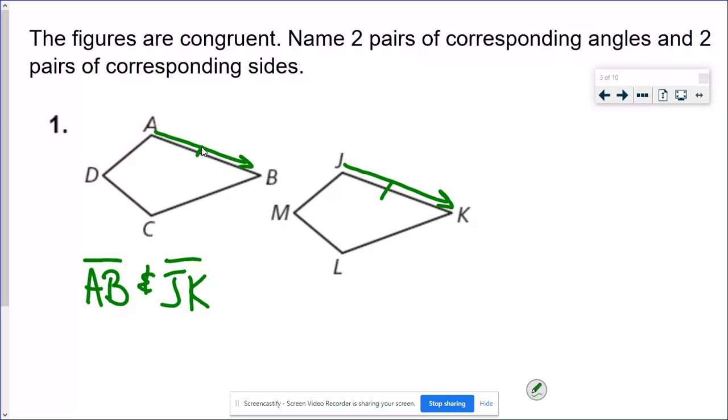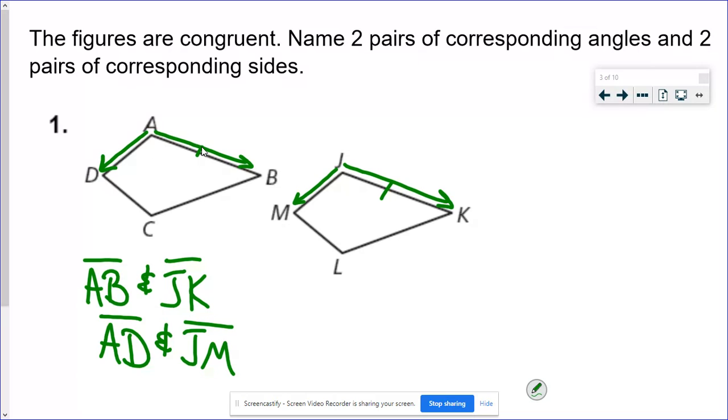I started with the sides. Oops, sorry. Let me do this one in kind of reverse order instead of going from left to right. Let me go with AD. So if I use AD, that segment would be matched up with JM. When I'm talking about corresponding angles, for right now, one letter is good enough. There are times when that won't be good enough, but right now it is.